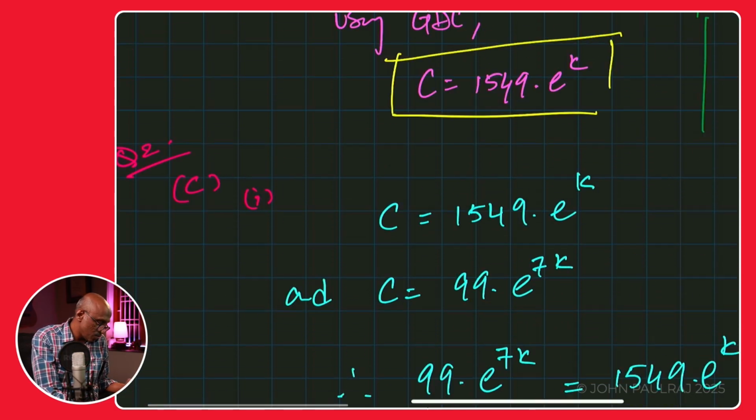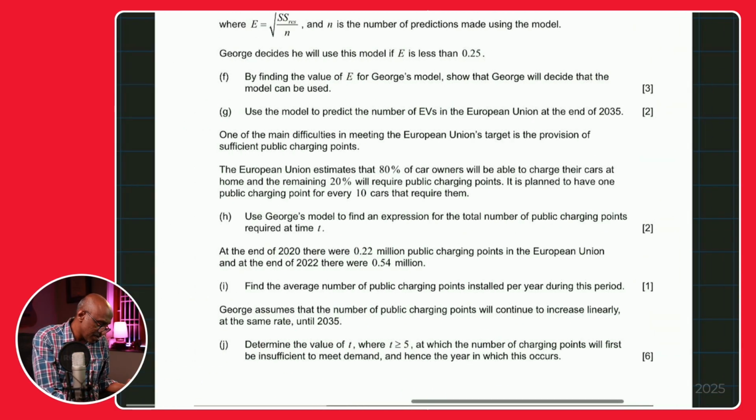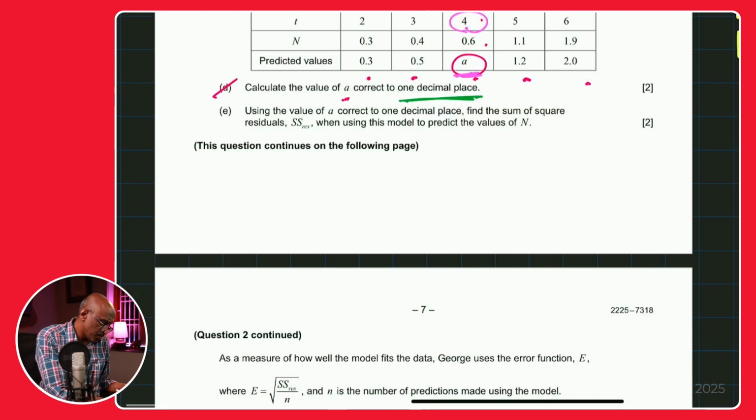Cool. So this is 2 part D. Am I right? D. Okay, let's move to E now. What does it say? Using the value of a correct to 1 decimal place that we just found out, find the sum of square residuals when using this model to predict the values of n. So we want to find the value of the sum of the square residuals. Residual is the predicted value minus the actual value, and the square of that.